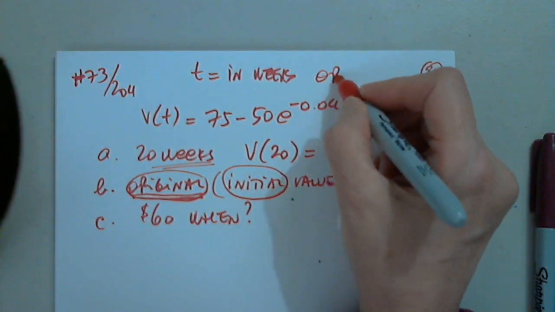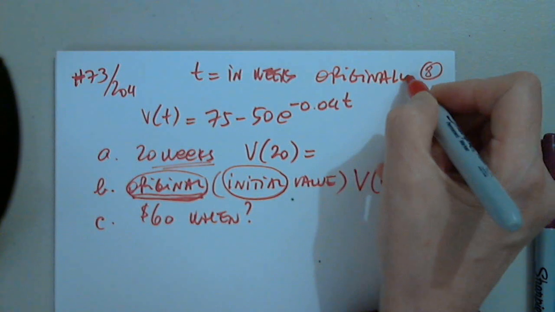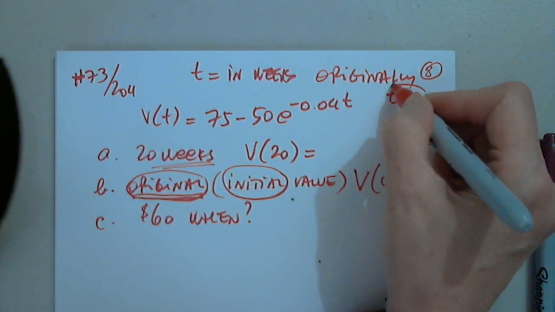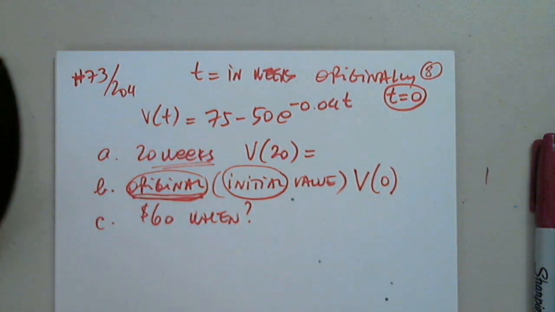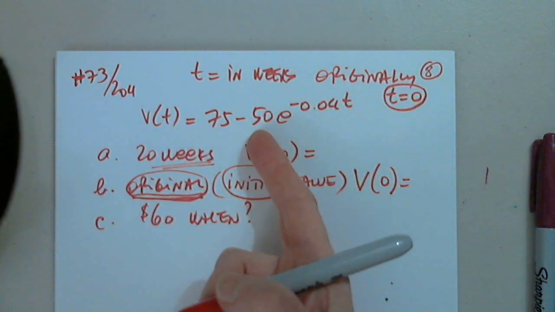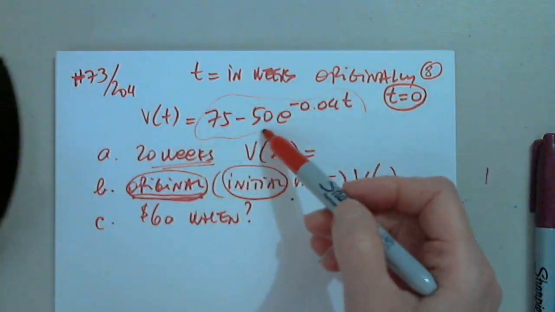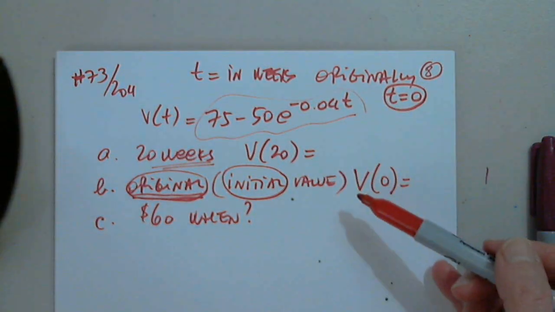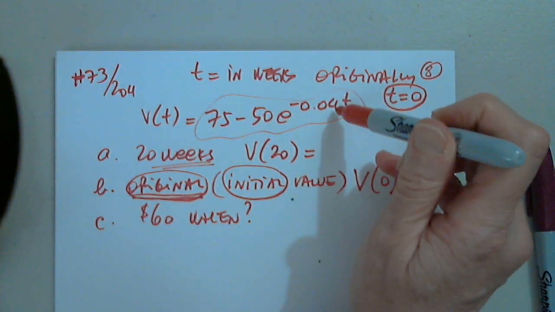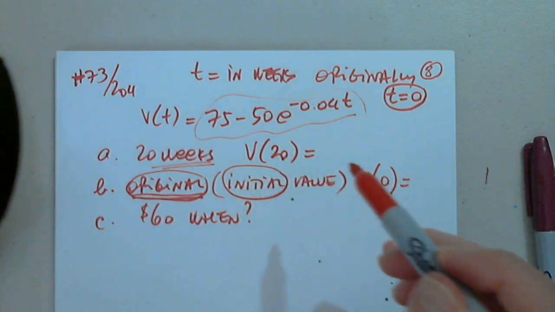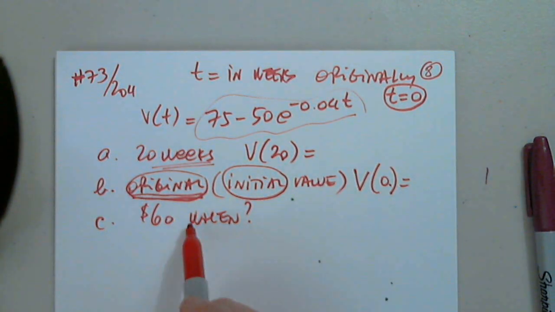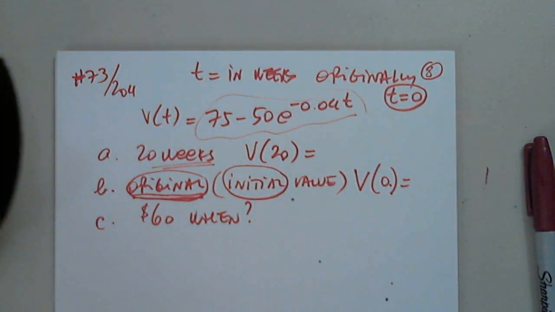So originally means t equals 0. Initially, the initial value when time was 0. Yes, so we're going to, you know how I like it. I like to put the function in so I don't have to enter it many times. I enter the function in once, and then I plug in 20, and then I plug in 0. What about this one? So this is very easy with the calculator.